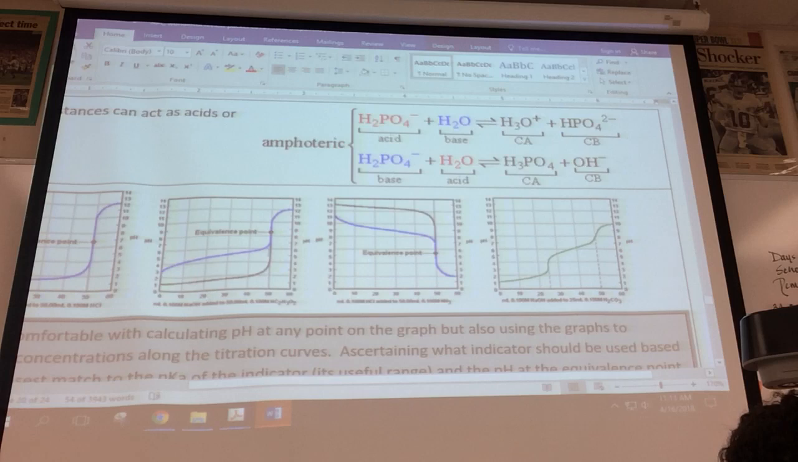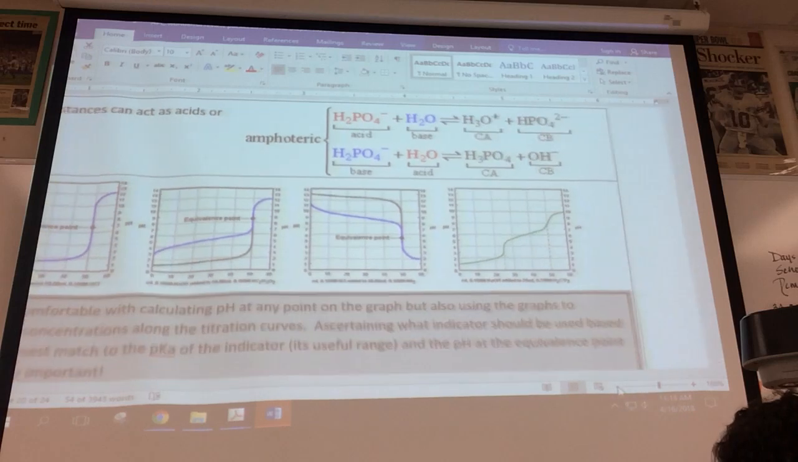Going back to this one for a minute, let's say we're focusing on this blue line. What volume of base have you added at the equivalence point? 50. So at the half equivalence point, you would have added 25. And at the half equivalence point, what do you know about the pH? It's equal to the pKa. So these are all things you want to be comfortable with.